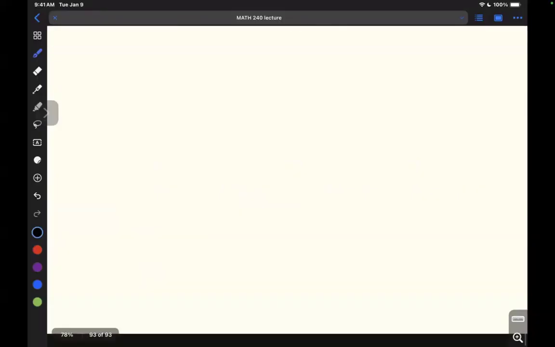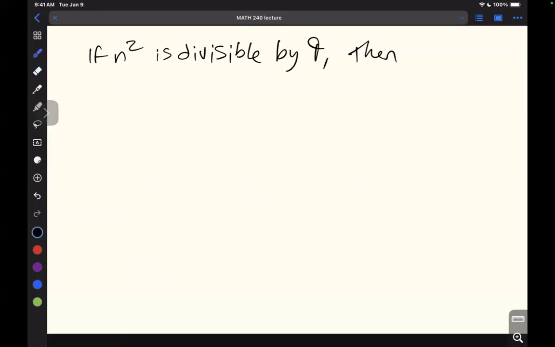All right, and this one, another one I want you to talk with your neighbor. If n squared is divisible by 9, then n is divisible by 9. Turn to your neighbor, talk about how you'd try to prove that. You don't need to write a proof, just talk about it.